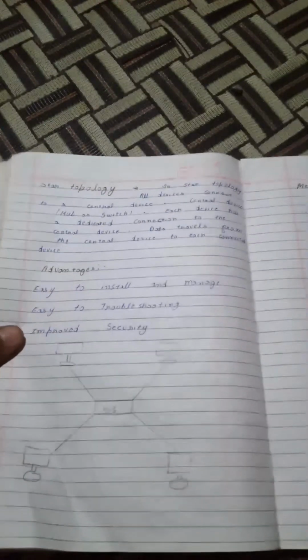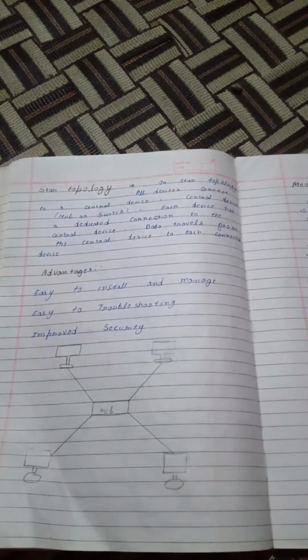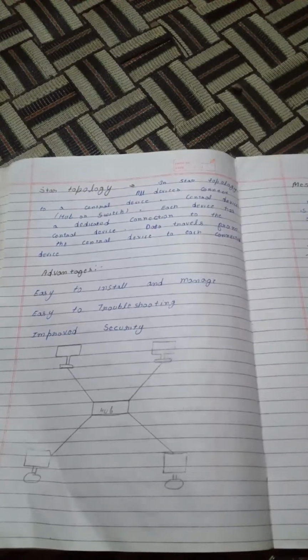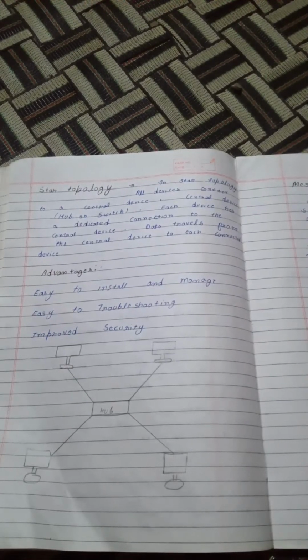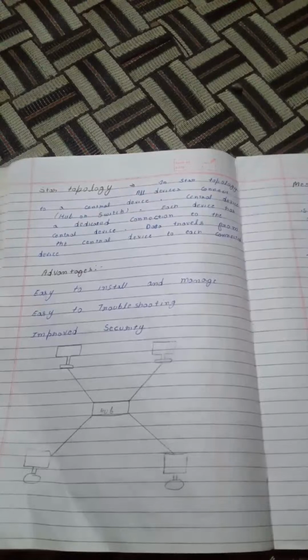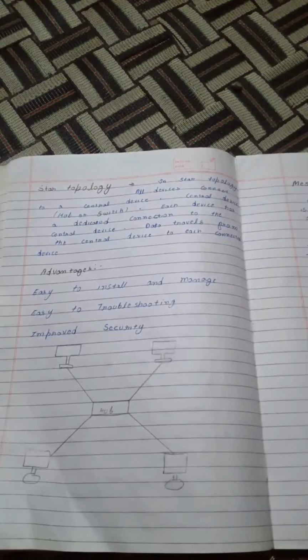Star topology. In a star topology, all devices are connected to a central hub or switch. Each device has a dedicated connection to the central device. Data travels from the central device to each other connection.